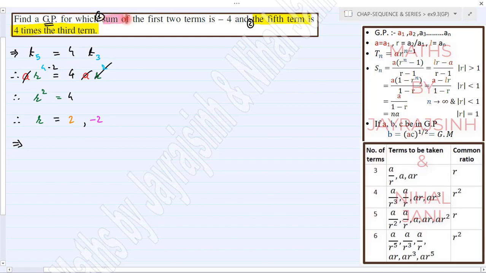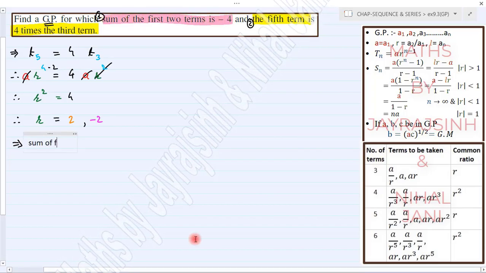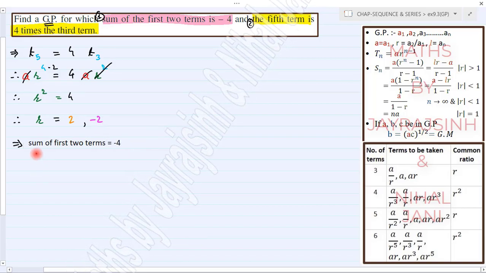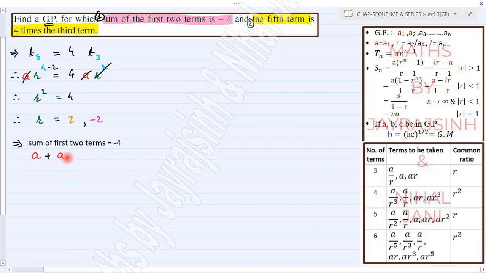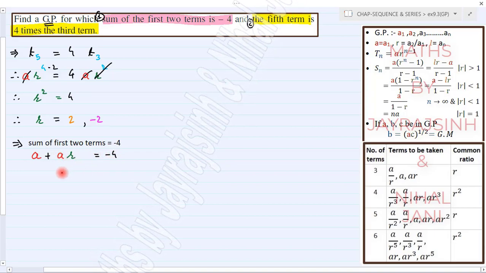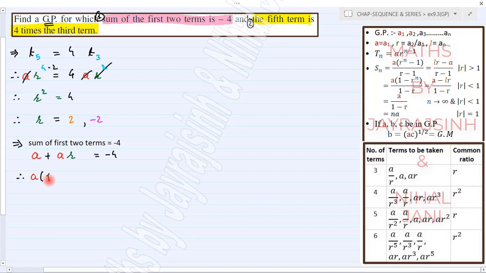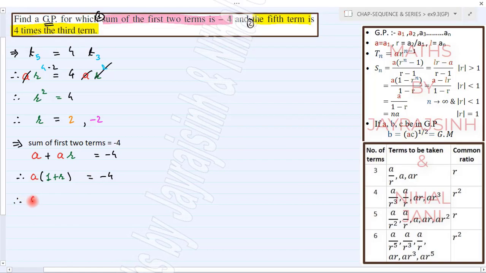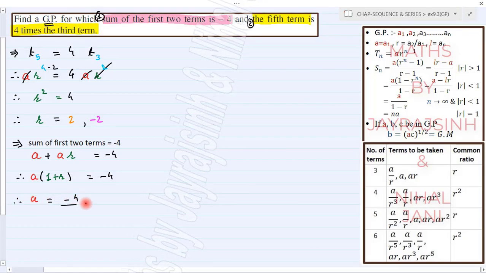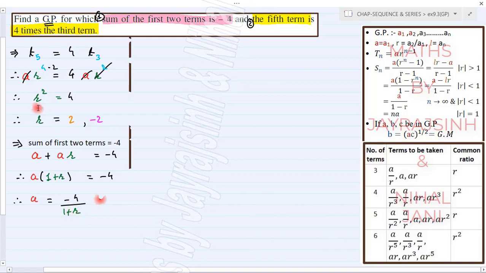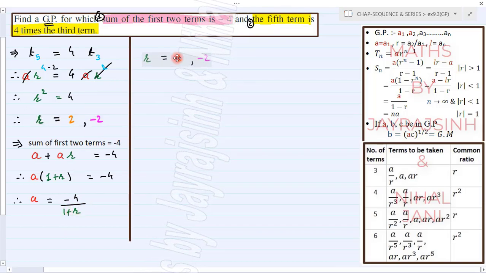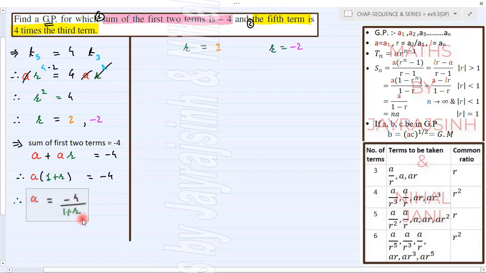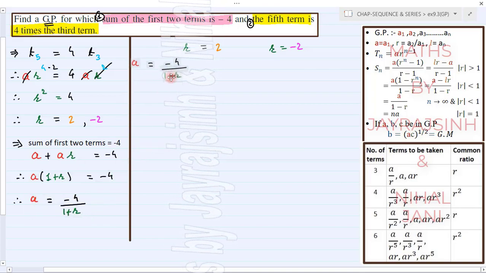Now let's use your first condition, in which it is given that the sum of the first two terms is equal to -4, and we know that the first term is a and the second term is ar of the GP. So let's take a common. You will get a(1 + r) = -4. So we will get a = -4 upon 1 + r. So we get two values of r, equal to 2 and r equal to -2, and we substitute them in the equation to obtain your a.